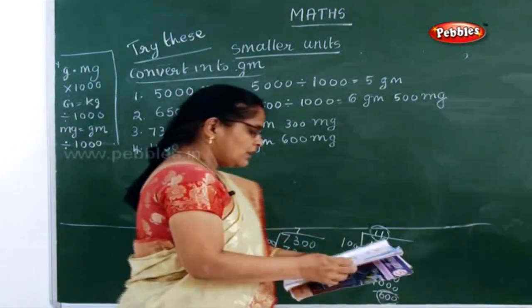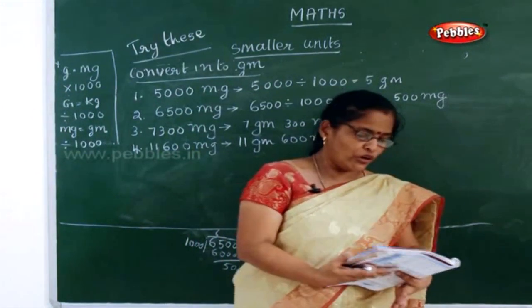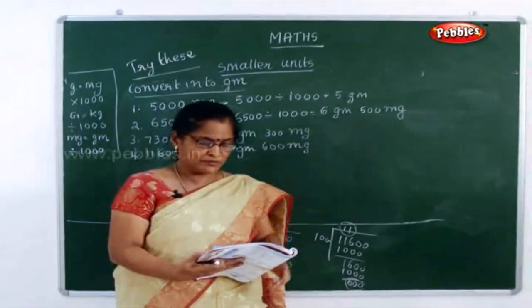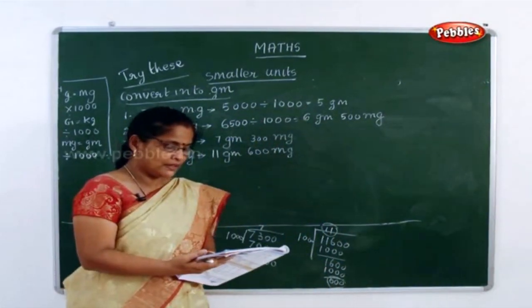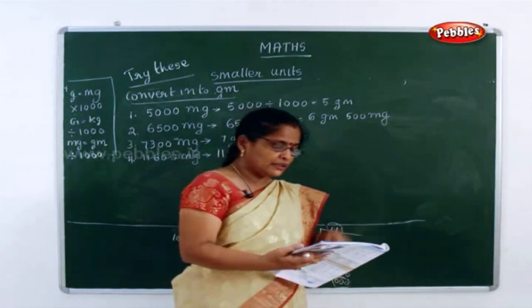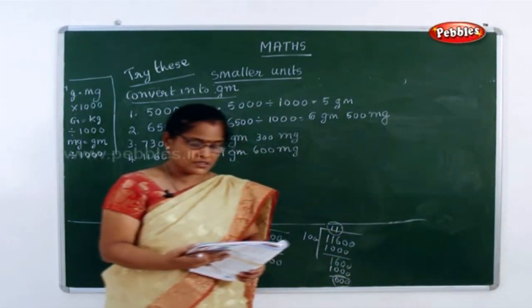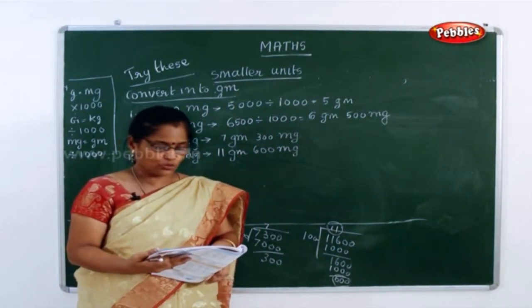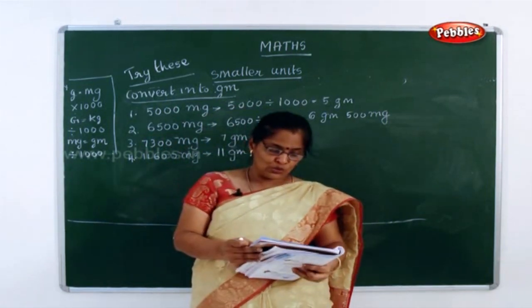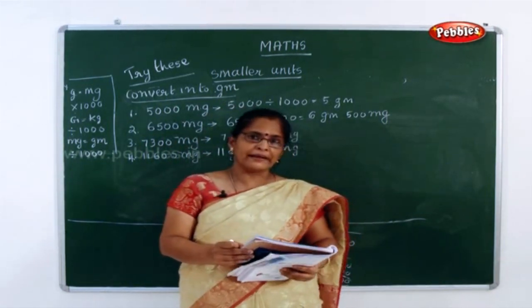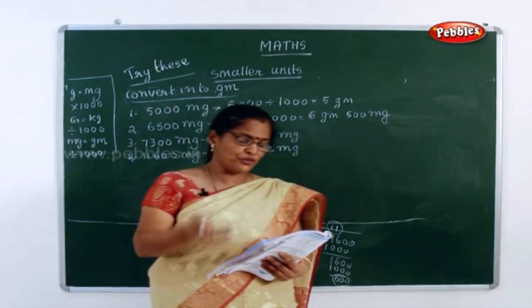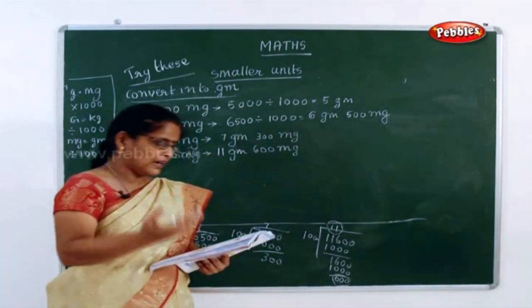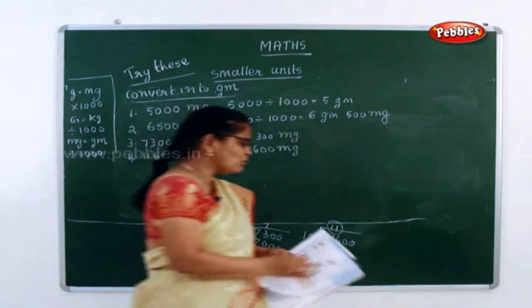Now the next one they have given in your book is: the following jewels are given in mg. See, they have brought a nose stud, ear stud, ring, and necklace. What are the four things they have got? Nose stud, ear stud, ring and necklace. They have given them in mg. Now they are asking you to convert them into gram.